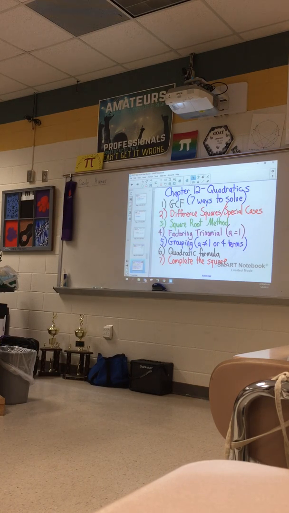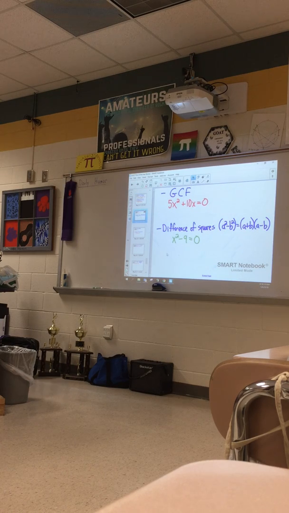Quadratics, here are my 7 ways to solve here. GCF, then special cases, difference of squares, then the square root method, then a is 1, then a is not 1, grouping, the quadratic formula, and completing the square, last resorts. Okay, how do I solve this?